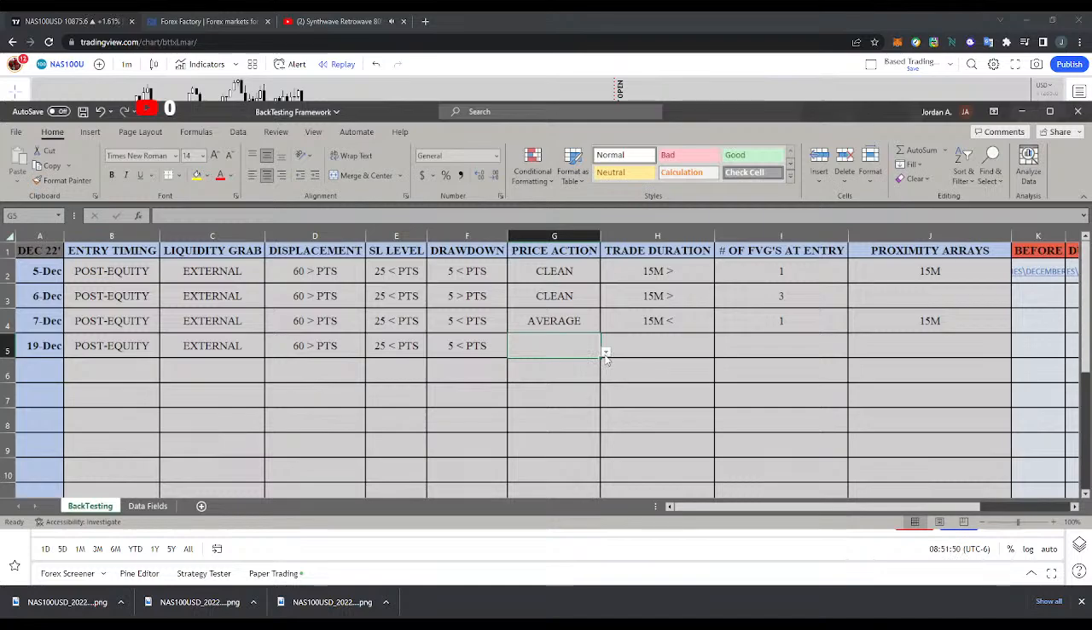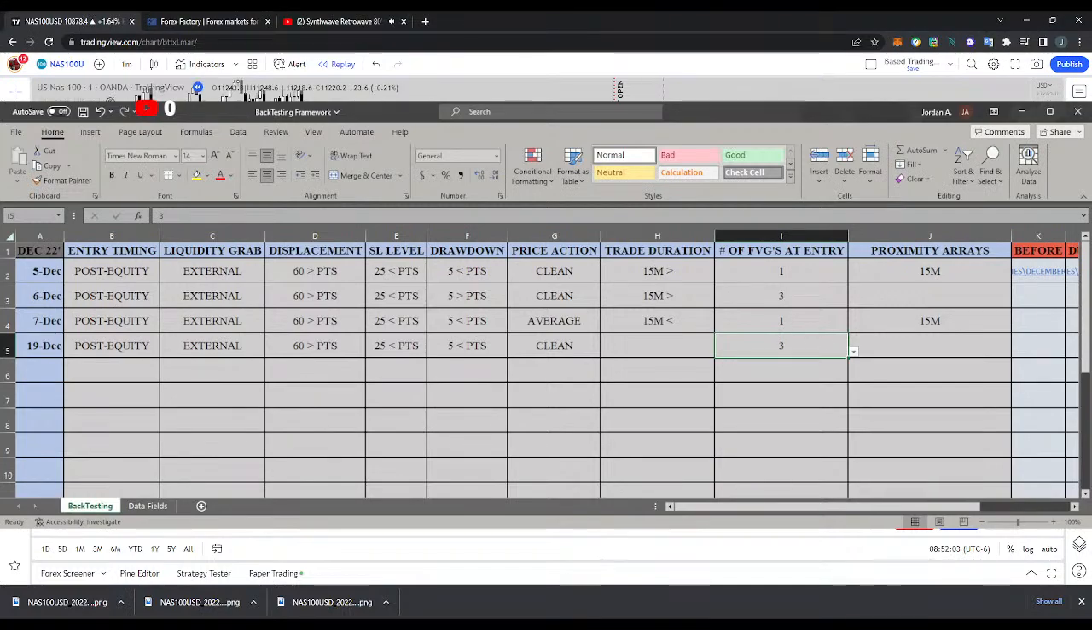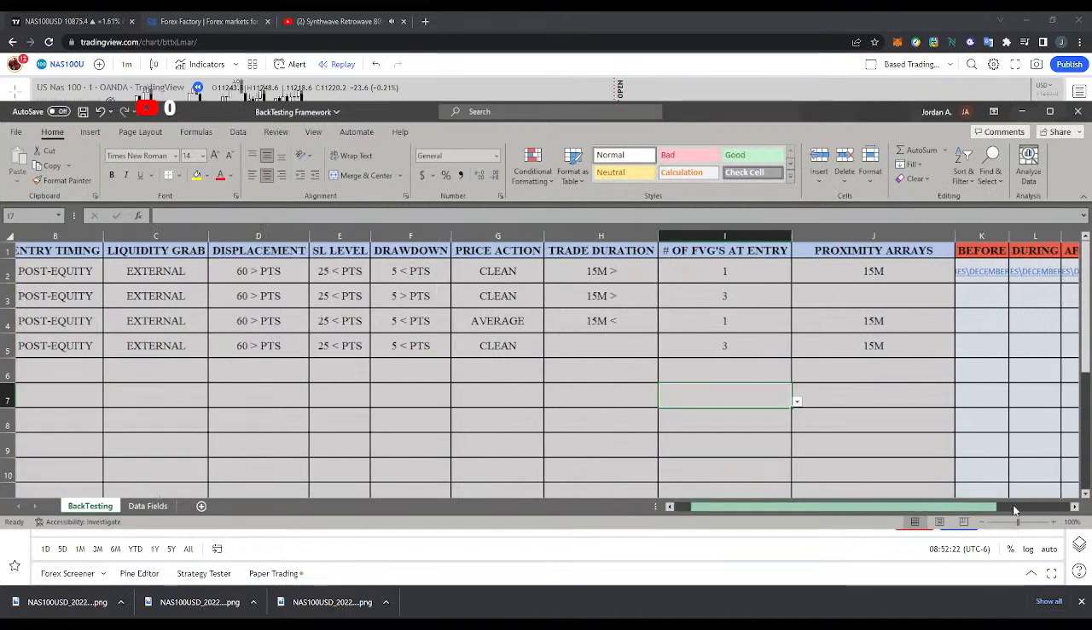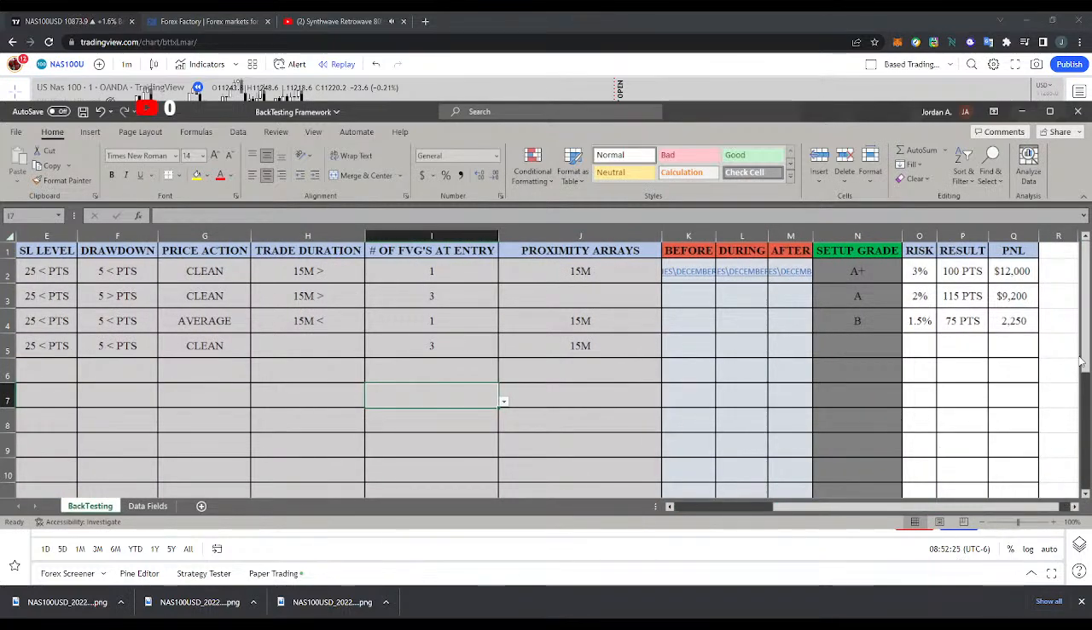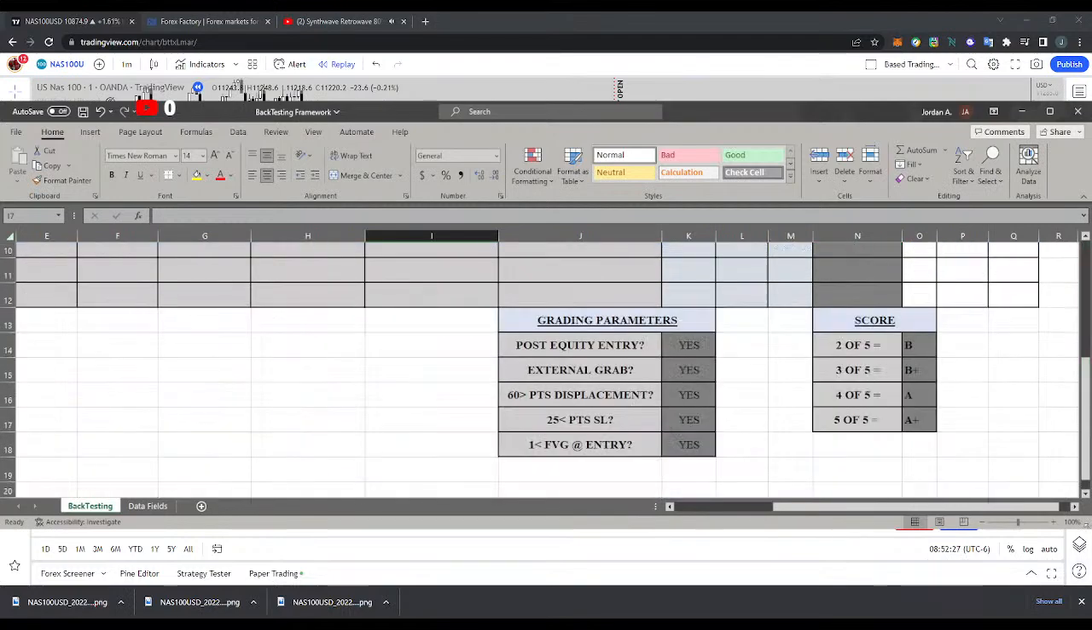Price action's fairly clean. Trade duration, we'll have to see in just a minute, but there's multiple fair value gaps at entry. Let's call it 3. In proximity, you've got this one here, this one here, this one here. There's 4 technically, but we'll just leave it at 3. Proximity ray, yeah, we're inside a 15-minute breaker. So there's that. Slide this over, slide this down. Let's take a look at our grading system.